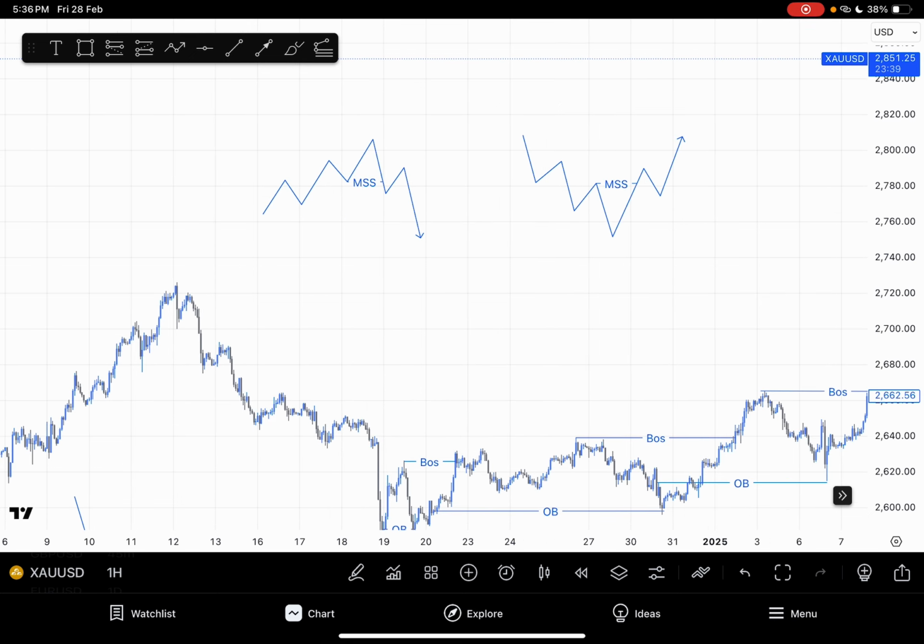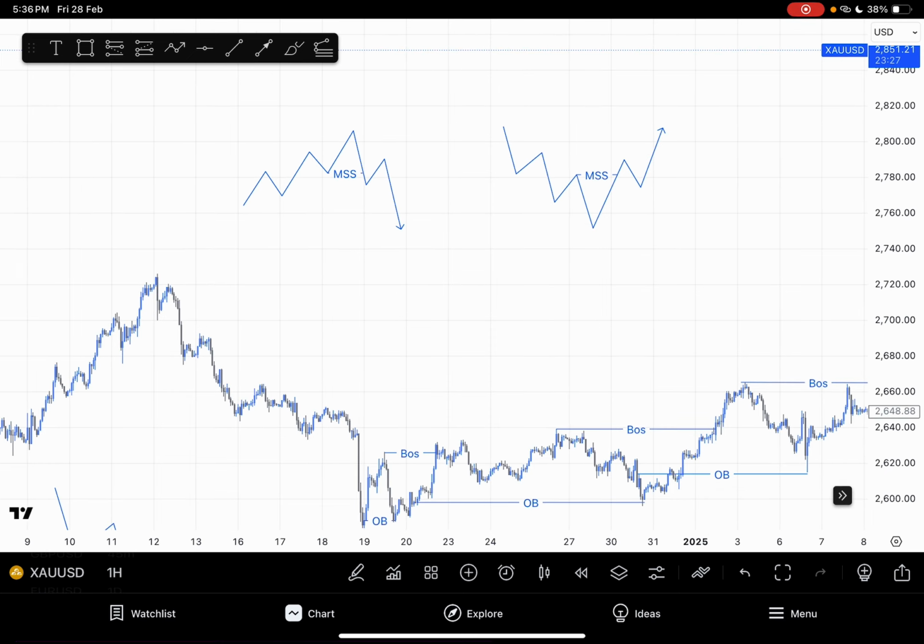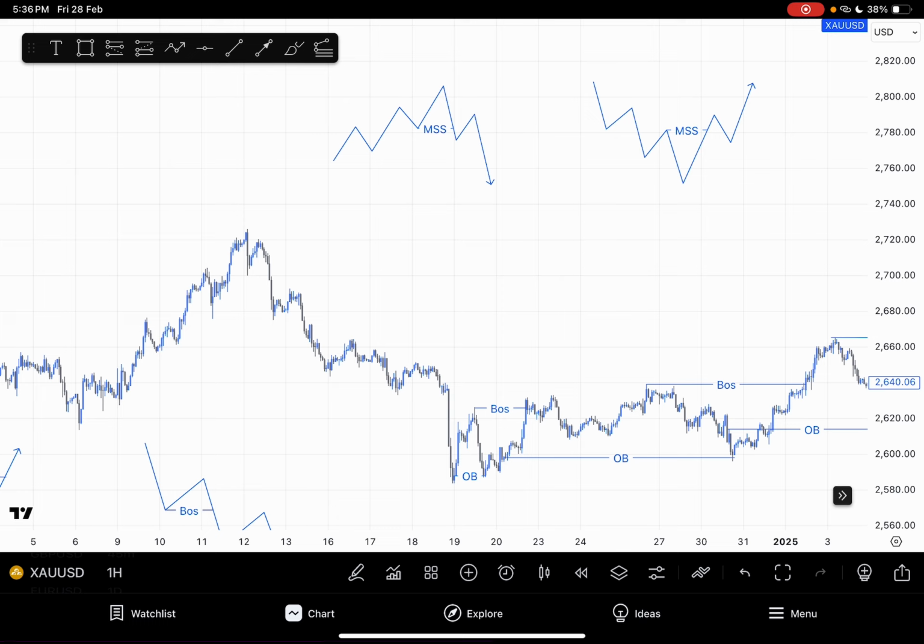And also for the market structure shift to be valid on this uptrend, price must break above the previous high with a full body candlestick. If price breaks above the previous high with a weak candle, that means the market structure shift is invalid. So now, how will you be able to spot a market structure shift?